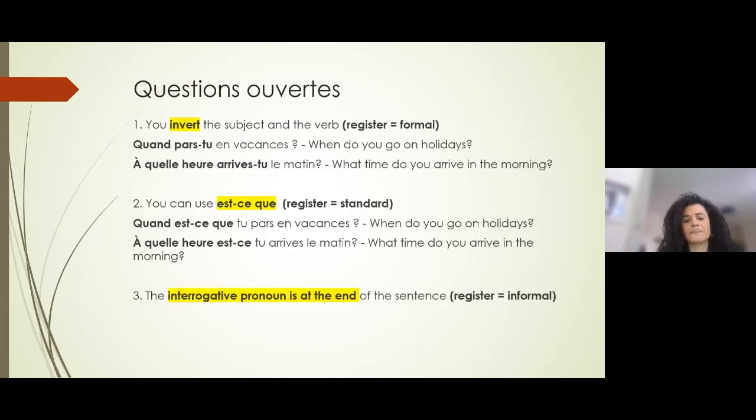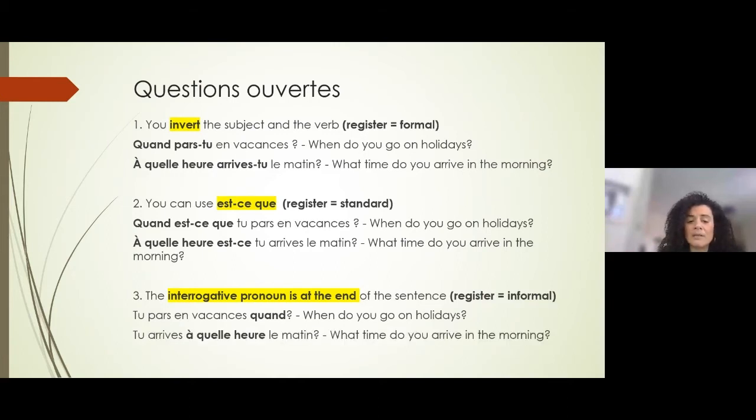And the third one is when you put the interrogative pronoun at the end of the sentence. And in this case, the register is informal. With question fermée, so the previous type of question, we've seen that we also have an informal structure where you raise your voice. In this case, with question ouverte, we have an interrogative pronoun, so we're going to place the interrogative pronoun at the end, and that's when it becomes informal. Donc, tu pars en vacances quand? And you see the meaning is still the same, when do you go on holidays? Tu arrives à quelle heure le matin? What time do you arrive in the morning?